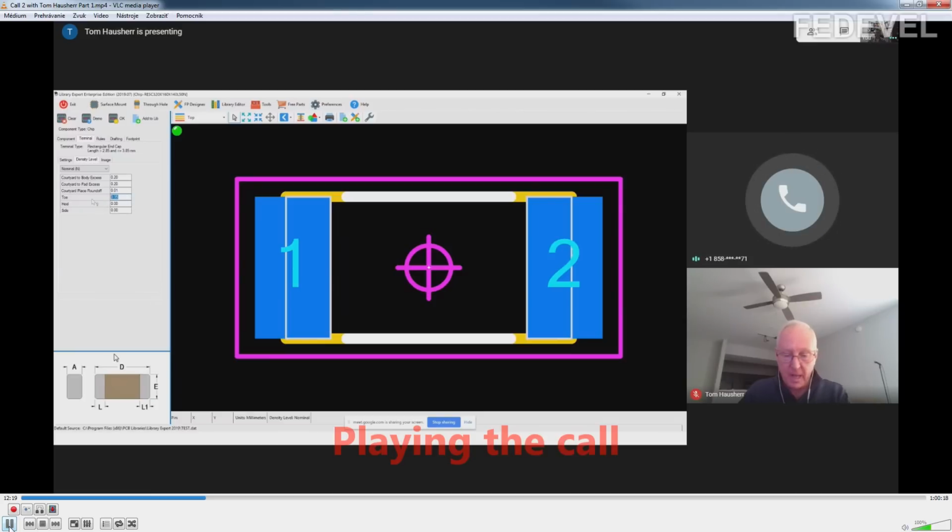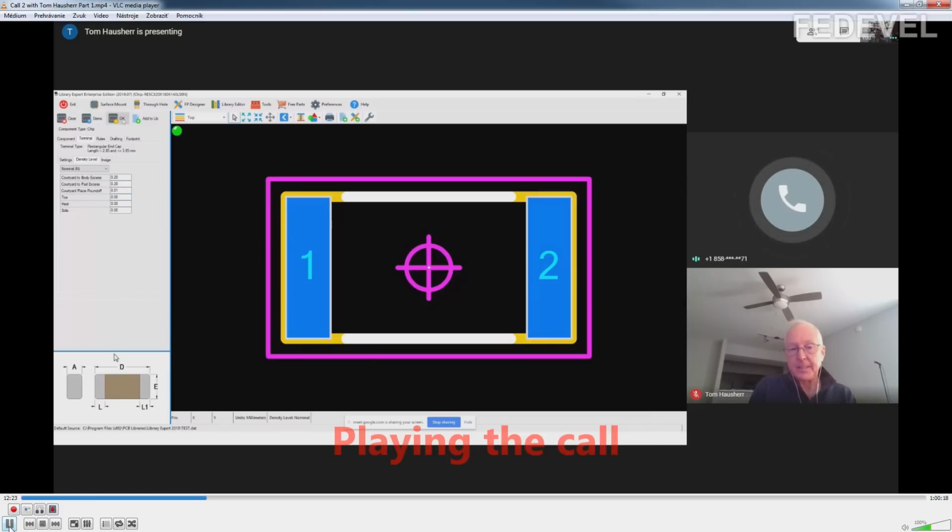If I take the toe value away and change it to 0, now the pad size is 1-to-1 scale of the nominal lead. So I have a 1-to-1 pad. The pad is the same size as the nominal lead.